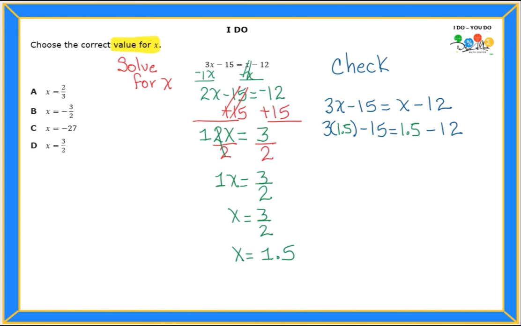And if you work out the problem, you are going to get a negative 10.5 on the left, and you also get a negative 10.5 on the right. So the way that we check the work is whatever is on the left needs to be exactly what's on the right. And if I get the same numbers, the same digits, that means that my value is correct. Therefore, my answer for this is letter D.